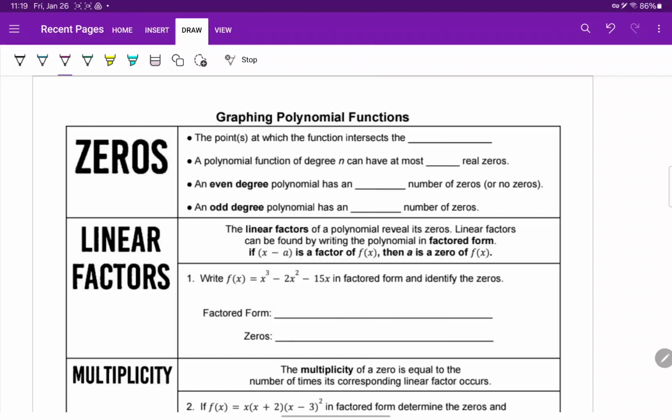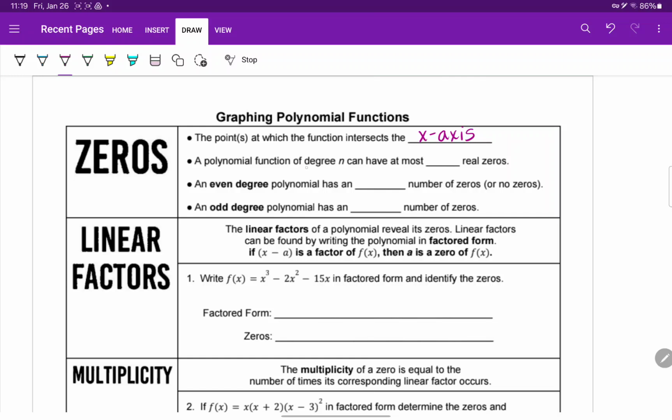First, when we graph a polynomial, we really start by using the zeros. And we know that zeros are where we have our x-intercept, so that's where the graph crosses the x-axis. We're going to start by plotting those points first. That's going to make our graph.